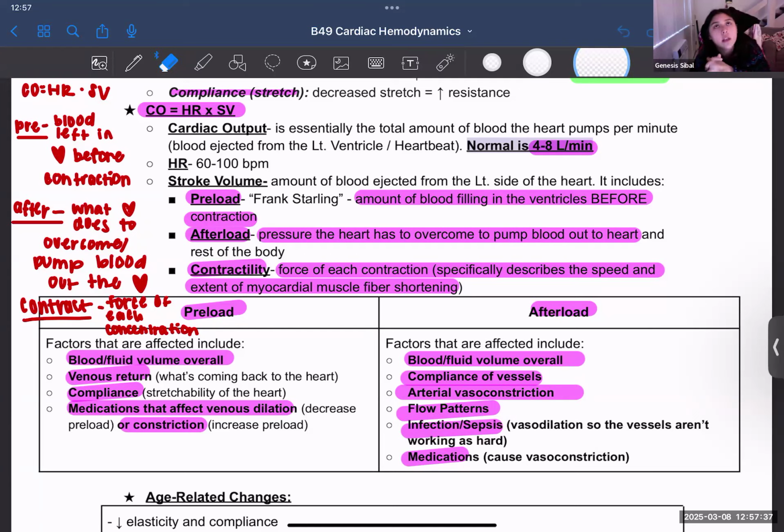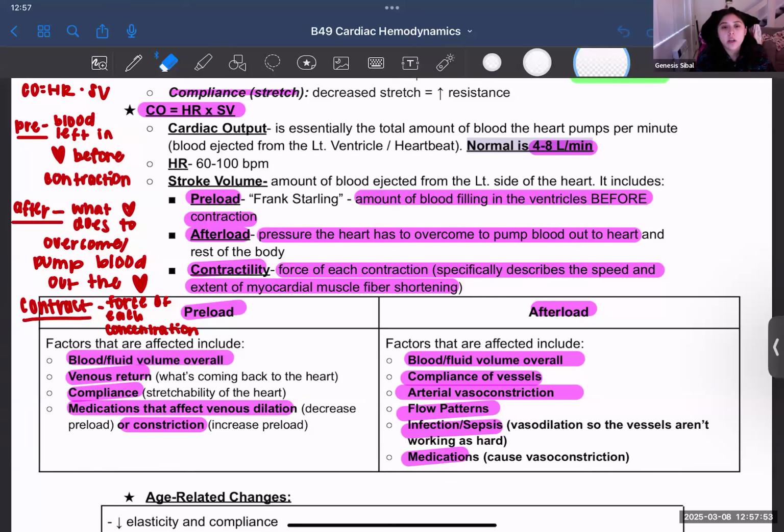Okay, if it goes from the left atrium to the left ventricle, and then it's going to end up going to the rest of the body, right? So you have to understand those things so that it makes it a little bit clearer when we're talking about the different types of pressures.